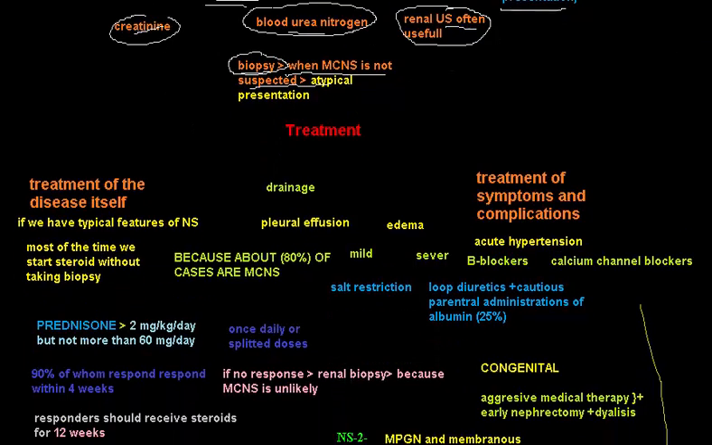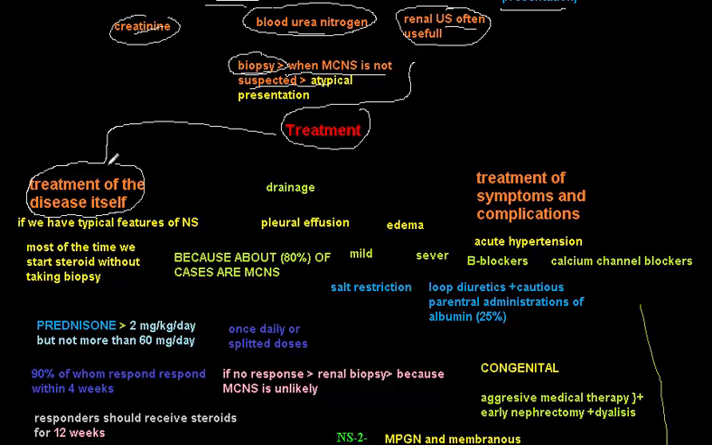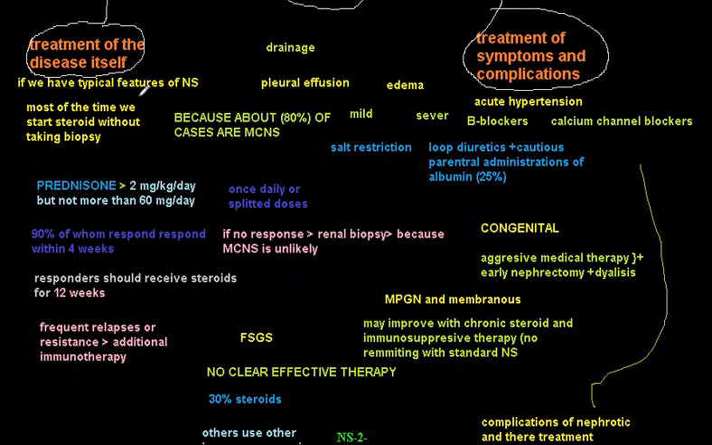Okay, now let's move to the treatment of nephrotic syndrome. To treat nephrotic syndrome, you first have to treat the disease itself and then treat the symptoms and complications of nephrotic syndrome. To treat the disease, if we have typical features of nephrotic syndrome, then in 80% of cases it is minimal change nephrotic syndrome.